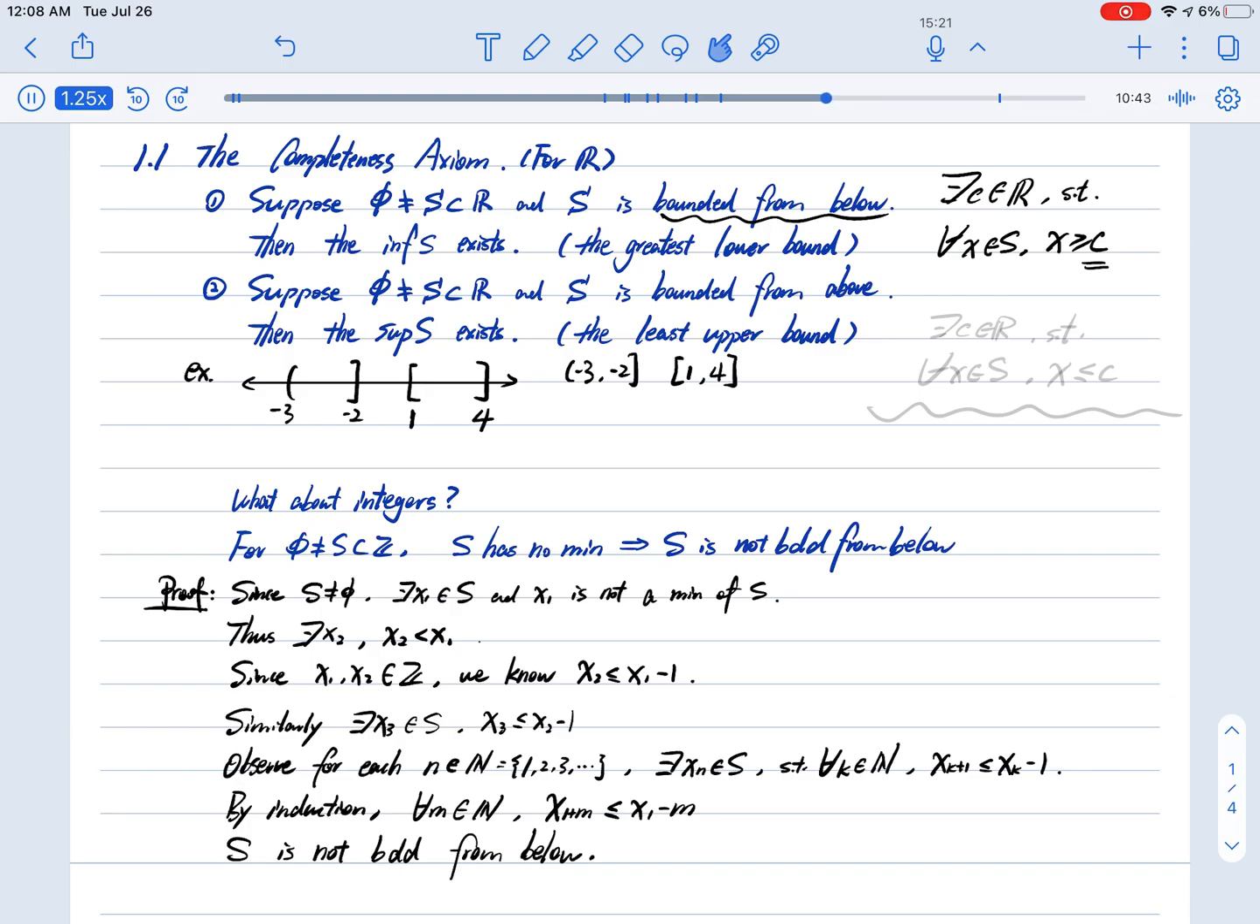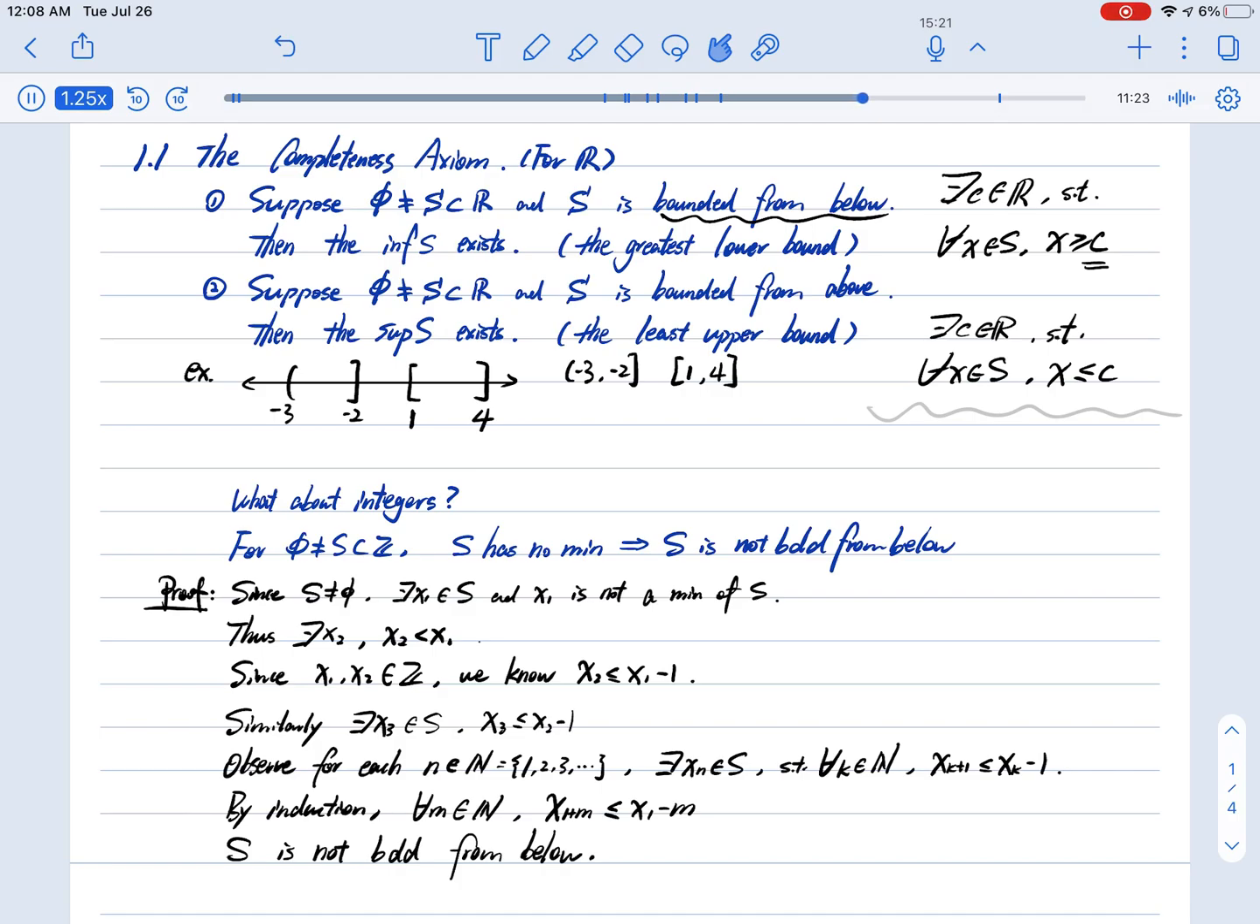So the greatest lower bound is called the infimum. Similarly, we have the concept of the least upper bound. If there's a non-empty set of real numbers and it's bounded from above, then the supremum, which is the least upper bound, exists. We write it in the opposite way: for all X in S, X is smaller than or equal to C.